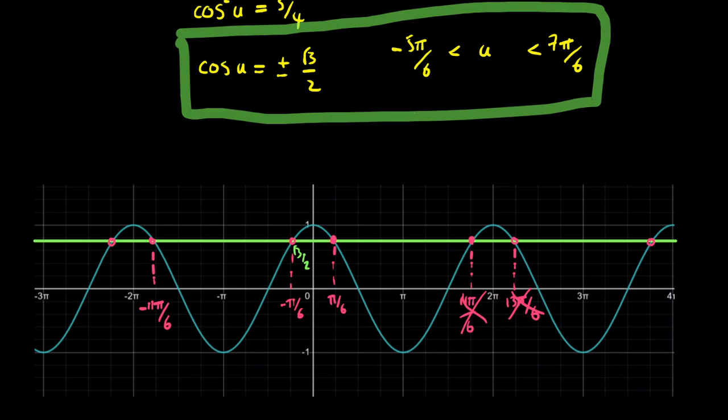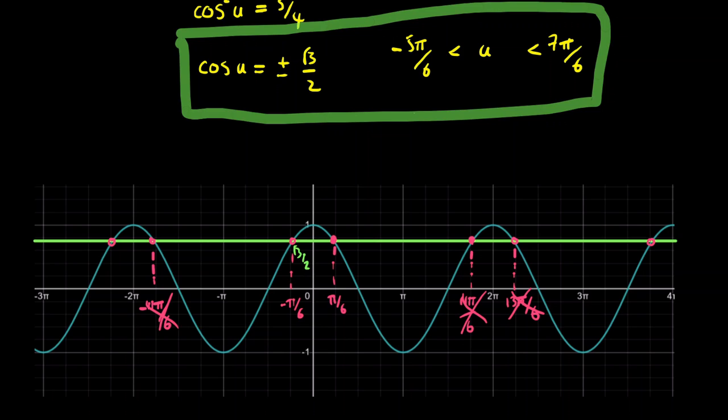And again, we're just going to compare it with our domain. Negative 11 pi upon 6 is further than negative 5 pi upon 6. So again, we're not interested in that one. That one's gone. Okay. So we got our solutions for the intersection of plus root 3 upon 2. Now, what about minus root 3 upon 2?